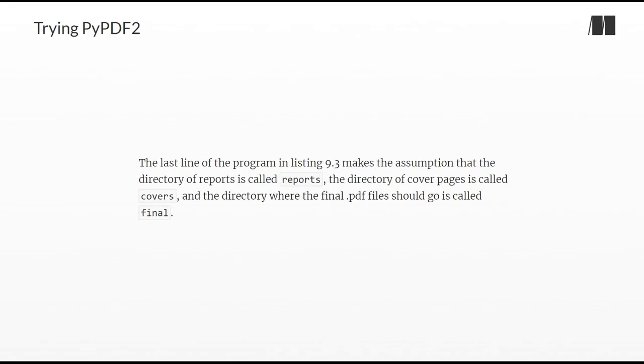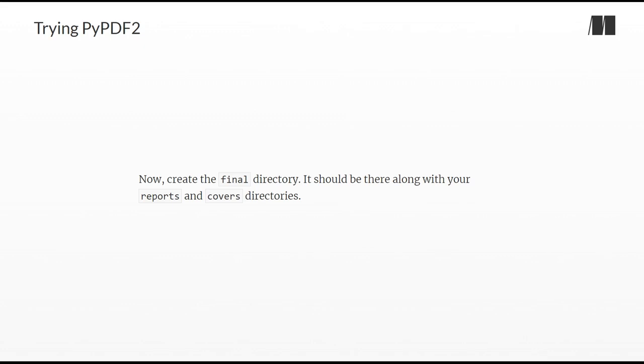The last line of the program in listing 9.3 makes the assumption that the directory of reports is called reports, the directory of cover pages is called covers, and the directory where the final PDF files should go is called final. Now, create the final directory. It should be there along with your reports and covers directories.